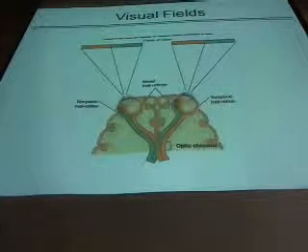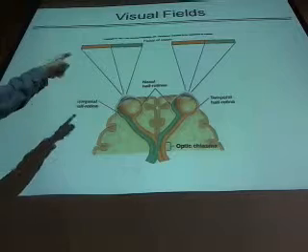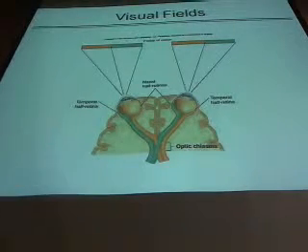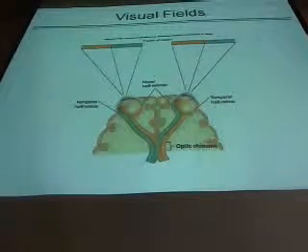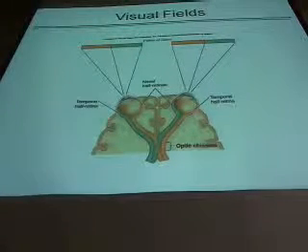Right, left, left and right. This is your fields of vision. They get sent to the different sides. They get projected on different sides of the retinas.